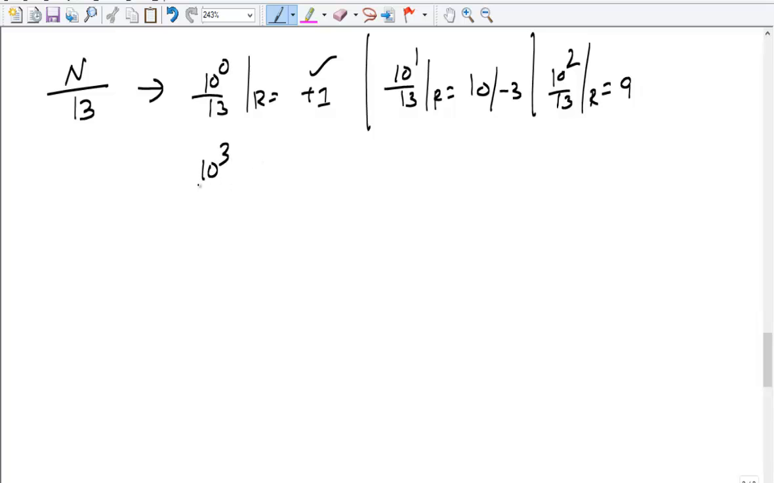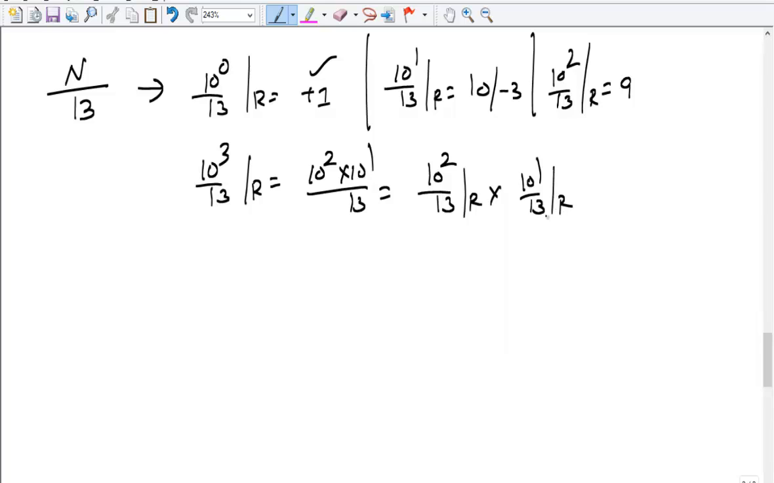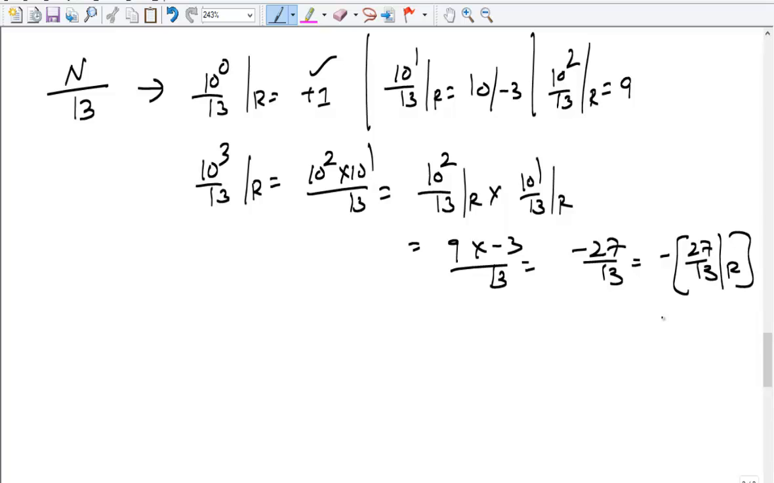Now next one is 10 cube by 13 remainder. 10 cube by 13 remainder is nothing but 10 power 1 into 10 power 1 into 10 power 1, or you can directly say 10 square into 10 power 1. So 10 square into 10 power 1 by 13 remainder can be 10 square by 13 remainder into 10 power 1 by 13 remainder. Here these remainders are 9 into minus 3 by 13. That is minus 27 by 13. Forget about the negative sign. First find the remainder for 27 by 13. That is 1. So that's going to be minus 1. Now we have got minus 1 remainder.